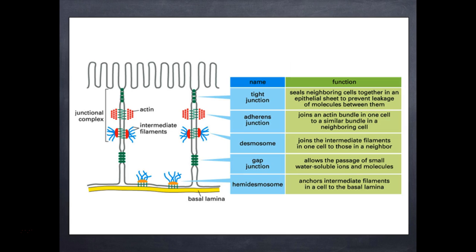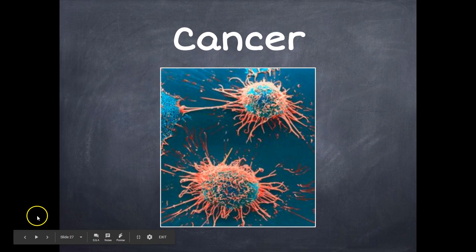Hemidesmosomes are important for watertight binding to the basal lamina, and gap junctions are important for the communication and coupling of two cells when needed. And without all of these cell junctions in certain places of our bodies, our cells would not behave the way that they do to ensure that we are sustained as a larger living multi-system of cells.